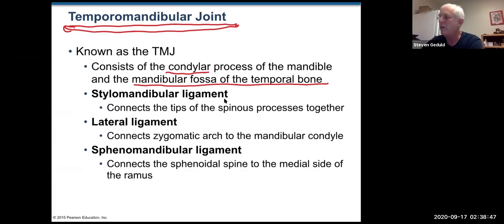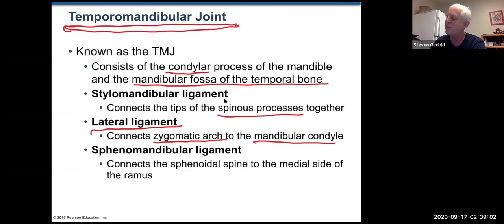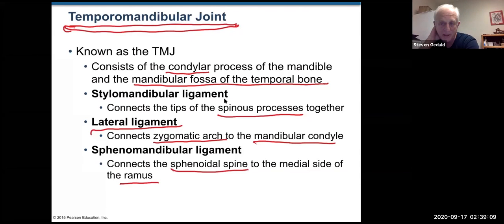Okay. You have the stylomandibular ligament, which connects the styloid process to the mandible. The lateral ligament in the TMJ connects the zygomatic arch to the mandibular condyle. And the sphenomandibular ligament connects the sphenoid spine to the ramus of the mandible. So that's how the joint all connects to the bone and allows the mandible to swing open and also deviate sideways. Okay? Mostly it's supposed to be a hinge, but it can have some sideways motion to it.